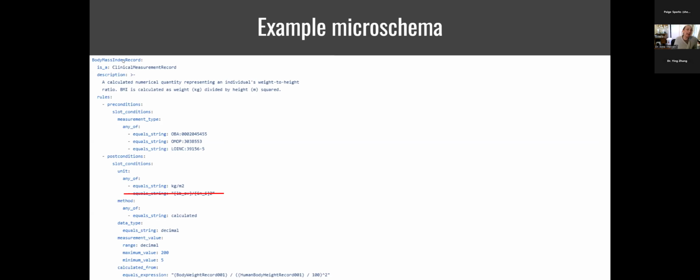And so I have here body mass index record is a clinical measurement record. And I have my if measurement type is BMI, then the unit has to be this. The method has to be calculated. The data type is decimal, and then I've given my range. And then you have this calculated from, where it equals expression. And here I reference other microschema, the body weight record divided by the human body height record. And that's in centimeters. So I change that to meters and then square it. So that makes all of that information about height and weight and BMI explicit in the microschema.